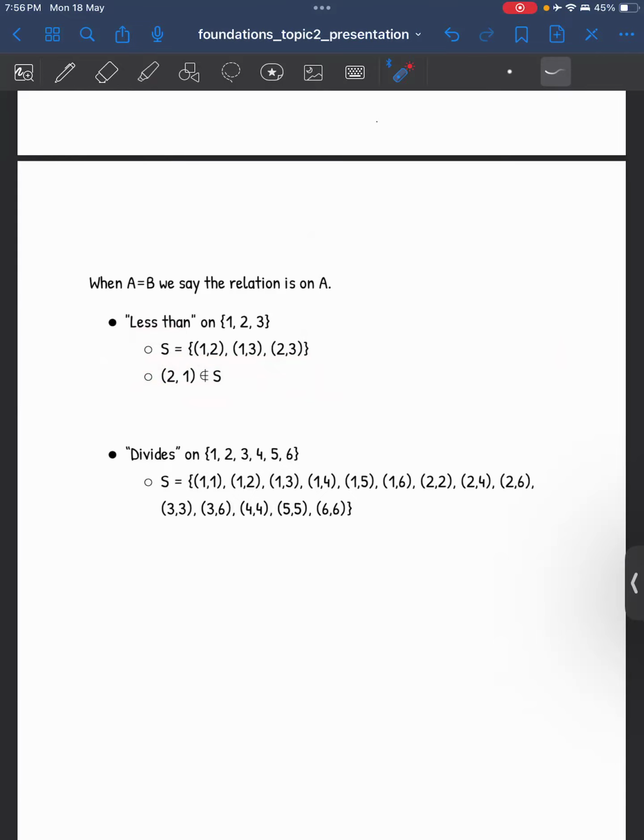Similarly, we have another example, the divides relation. This relation contains (a, b) if a divides b. So 1 divides 1, 1 divides 2, 1 divides every number, so we have 1 paired with everything, 1 to 6. Then 2 divides 2, 2 divides 4, 2 divides 6, so we have (2, 2), (2, 4), (2, 6). Similarly, we can work out the remaining tuples.